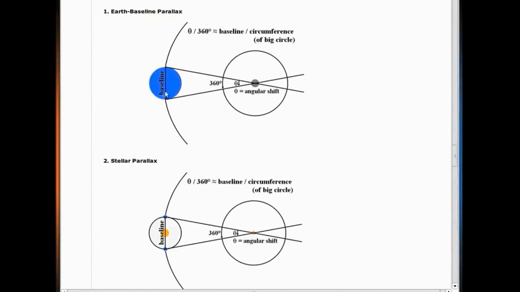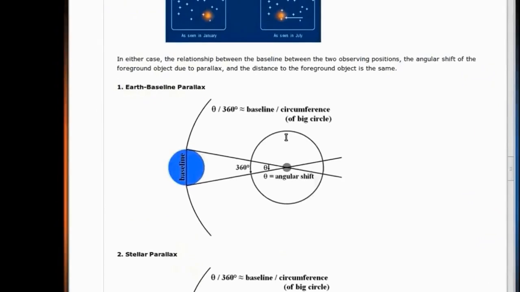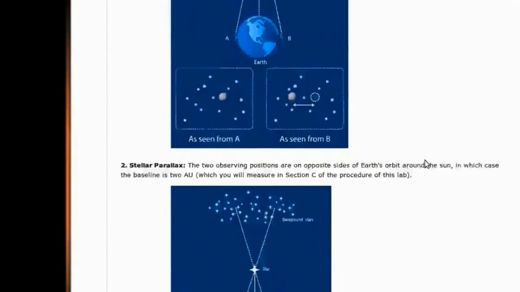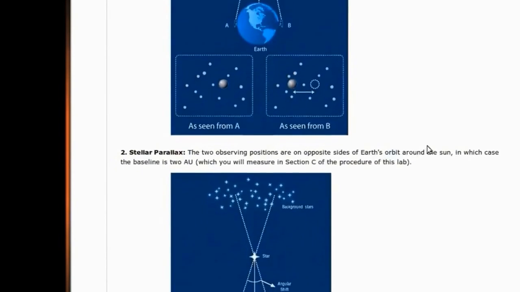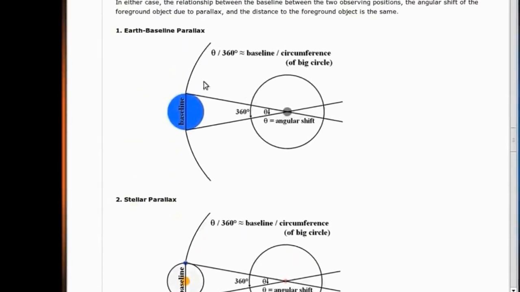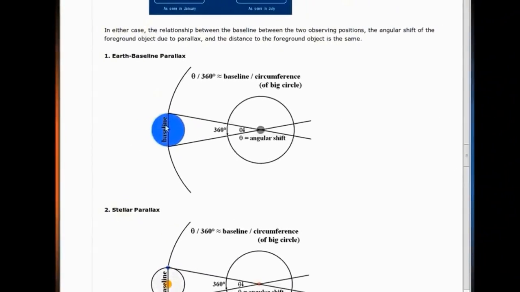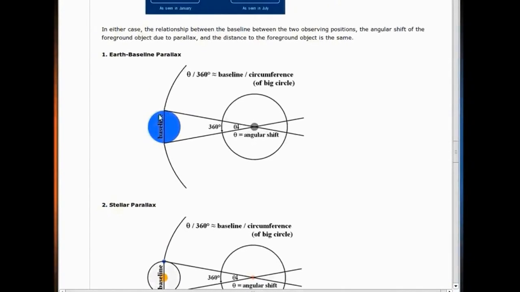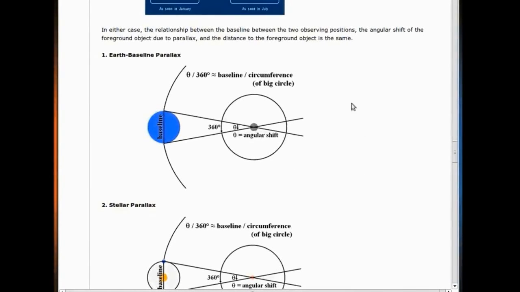So imagine that this blue dot here is the Earth. In my first example up above, where we were using the Earth baseline parallax, now I have an observation from one side of the Earth and then an observation from the other side of the Earth. Both of these observations are looking at this same object here, and imagine that I have background stars back here that I can compare them to. One observation is going to see that object over here, and the other observation is going to see that object over here.